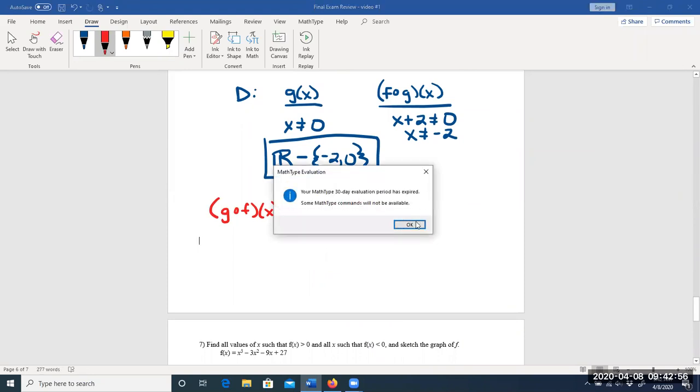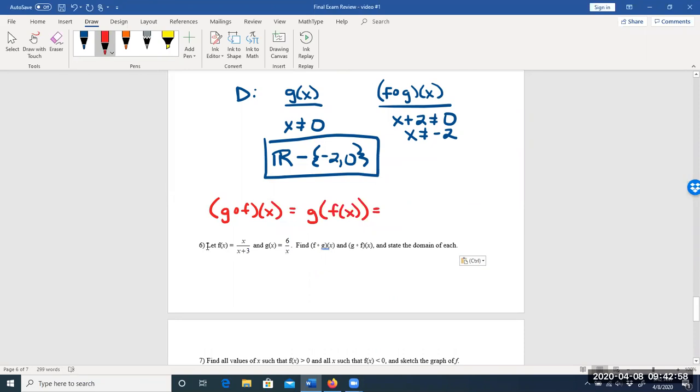Okay. So here is our problem again. So this time, we are going to take this and we're going to plug it in right there. So we're going to have 6 over x plus 3.